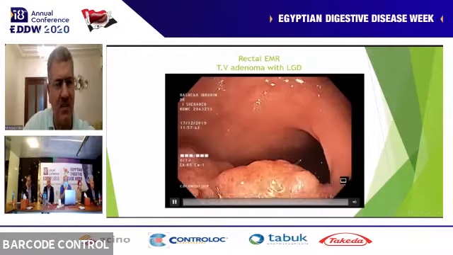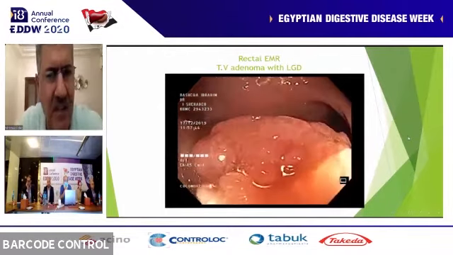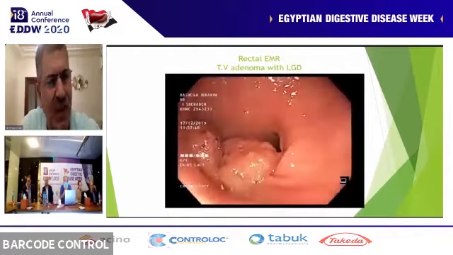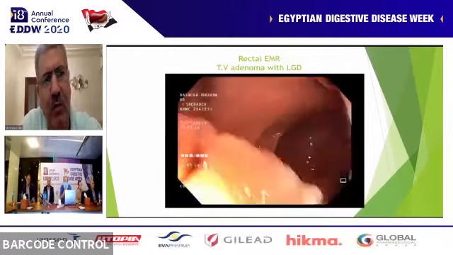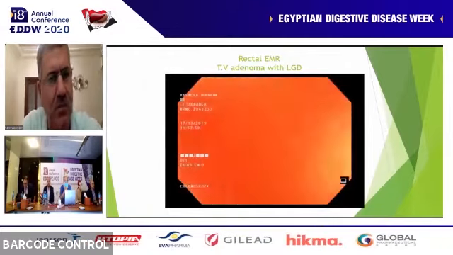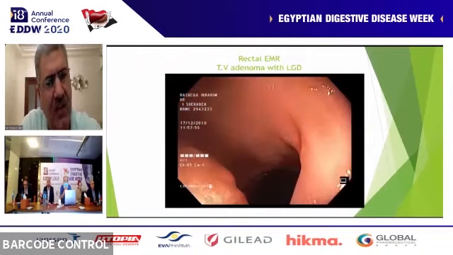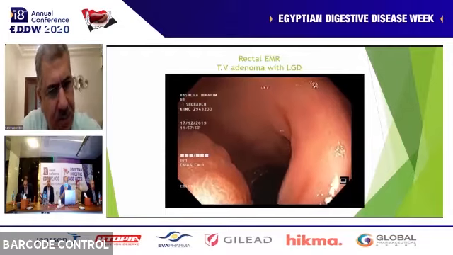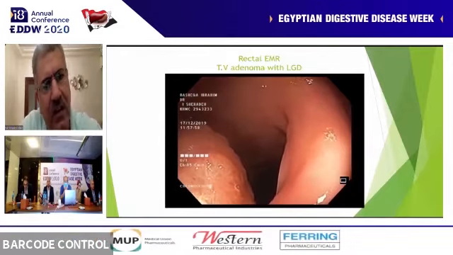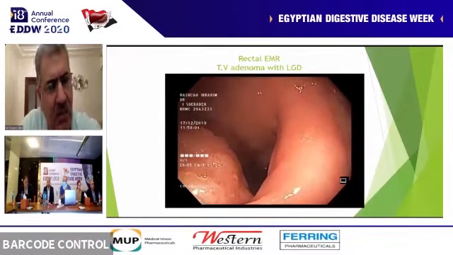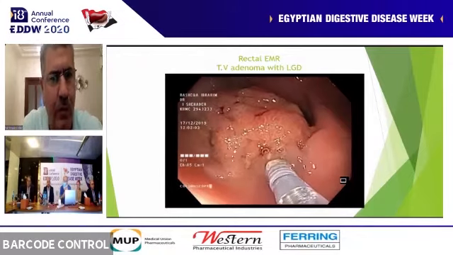Now this is the second one, and this is a cirrhotic lady. She's Child A to B and came with FIT positive, and she had multiple polyps. This polyp in the rectum was the largest polyp. It took around 35 to 40% of the circumference of the rectum. And it came over a fold, as you can see.